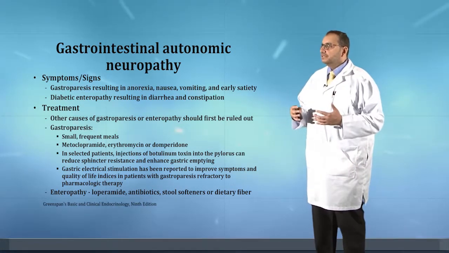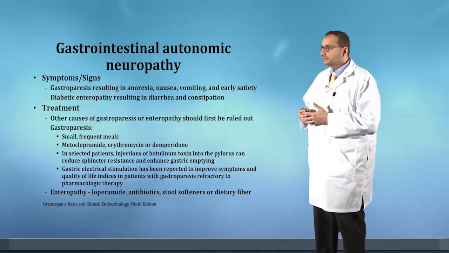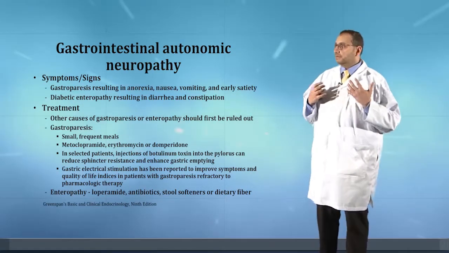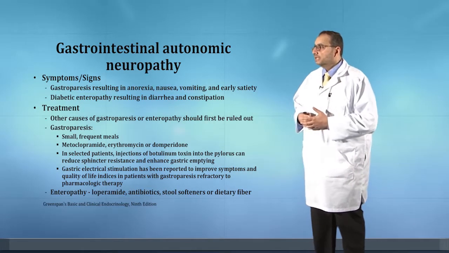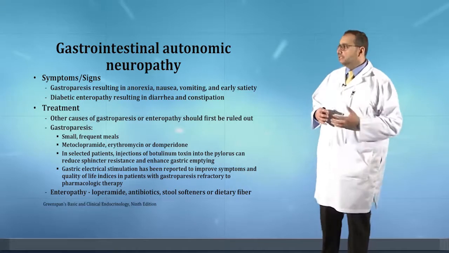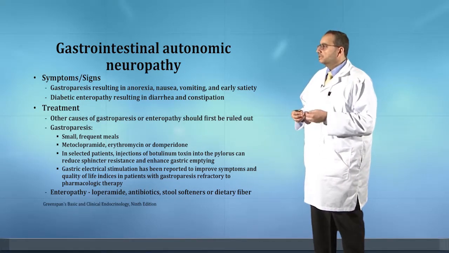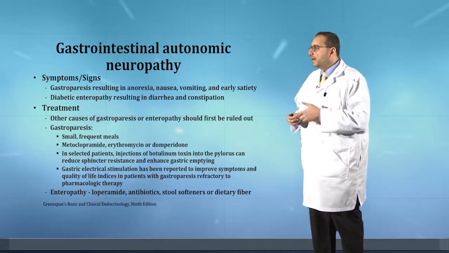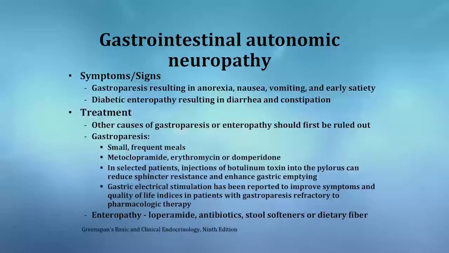The usual treatment is to prescribe small frequent meals. You can use metoclopramide, erythromycin, or domperidone. In some selected patients, you can have botulinum toxin injected into the pylorus that can reduce the sphincter resistance, which will make gastric emptying much easier.